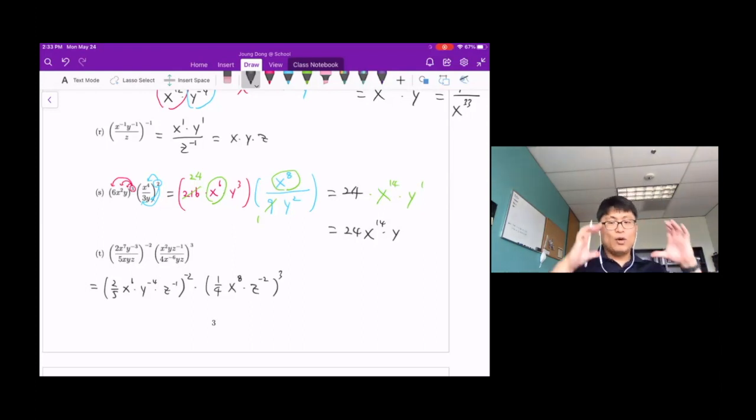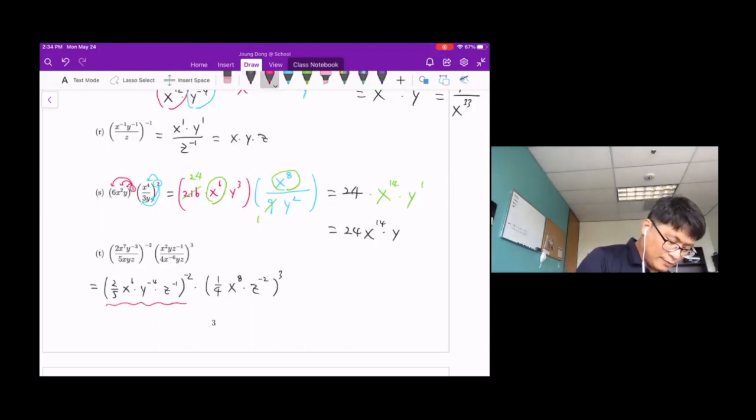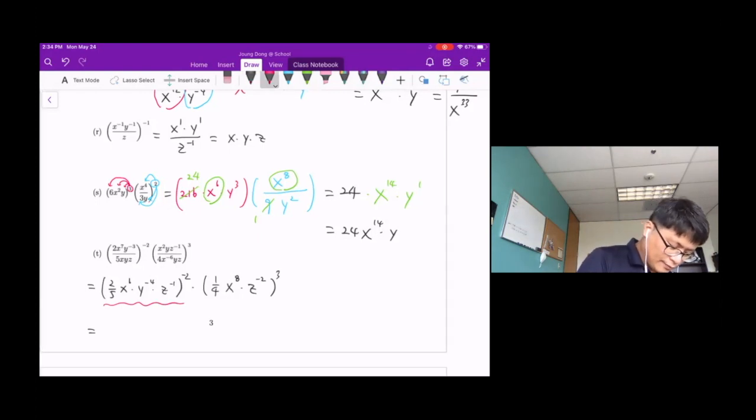Then keep that in mind. The parenthesis power is working for each term separately, okay? So let me take your first one, okay? So negative 2 is working for 2 and 5 as well. So it would be 2 over 5 to the negative 2, and x to the 6 to the negative 2, which is negative 12. As I told you, it will be multiplied, okay? And y to the negative 4 times negative 2, which is positive 8, and z to the positive 2, right? And then the second term.